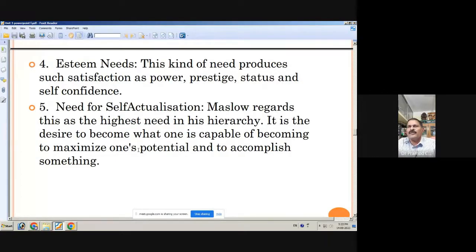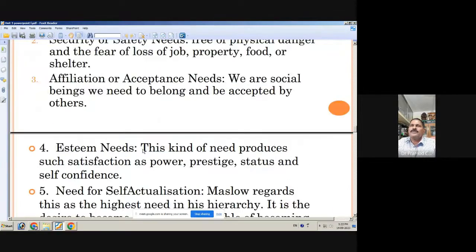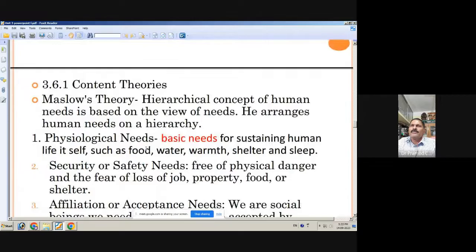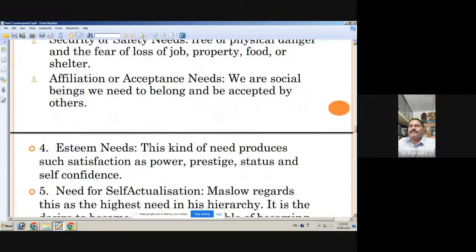Self-actualization is nothing but getting self-satisfaction. It is the highest need: what we are interested to do, what we desire to become, and whether we are capable of doing it, so that our potentialities are able to achieve success. This is Maslow's theory in content theories.